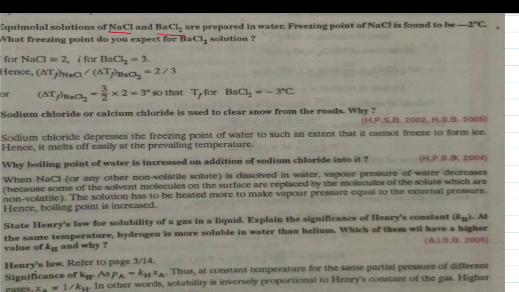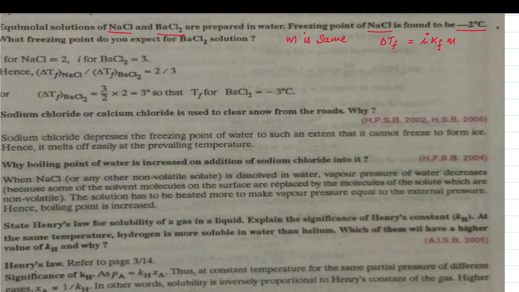They are prepared in water. Now the freezing point of NaCl is given to us, that is -2 degrees Celsius. So what freezing point do you expect for BaCl2? See, both are equimolar. That means molality is the same, right? And you know delta Tf is equal to i Kf m.